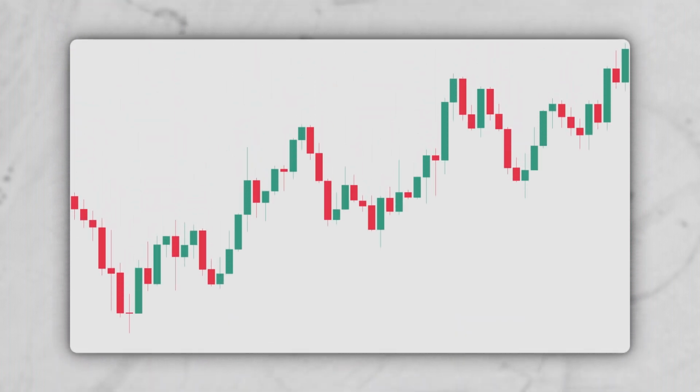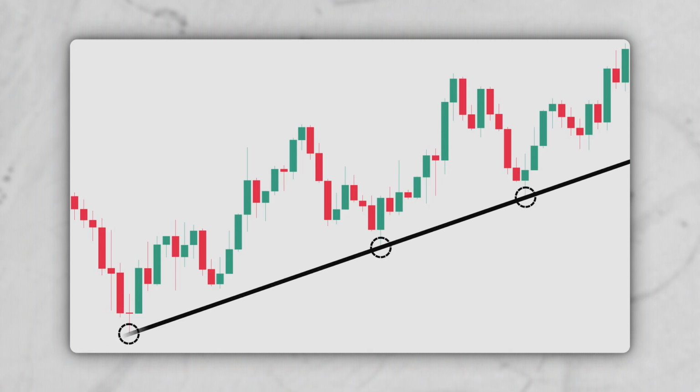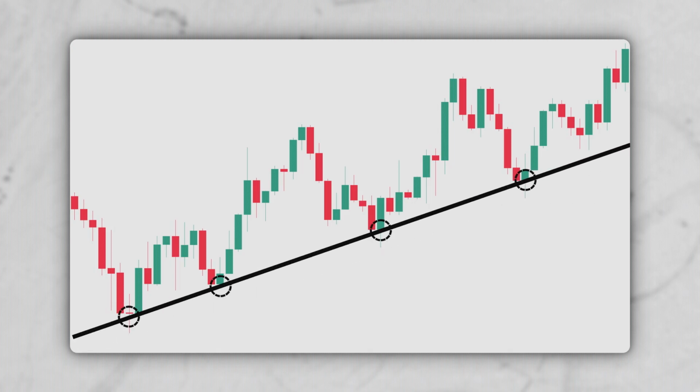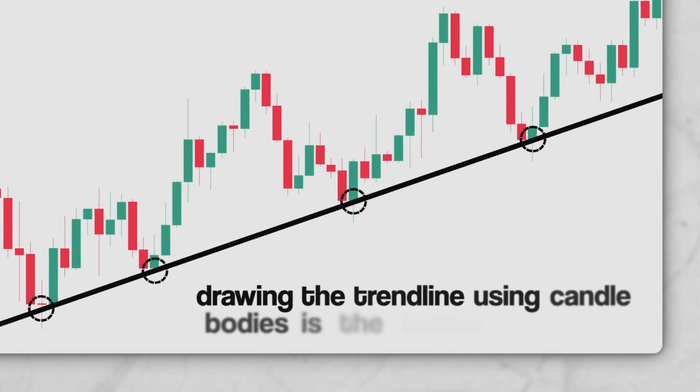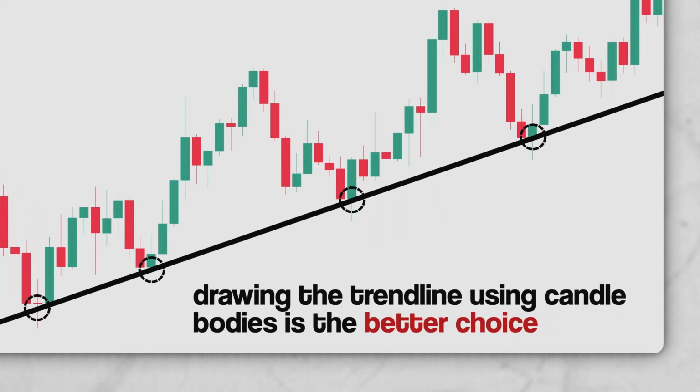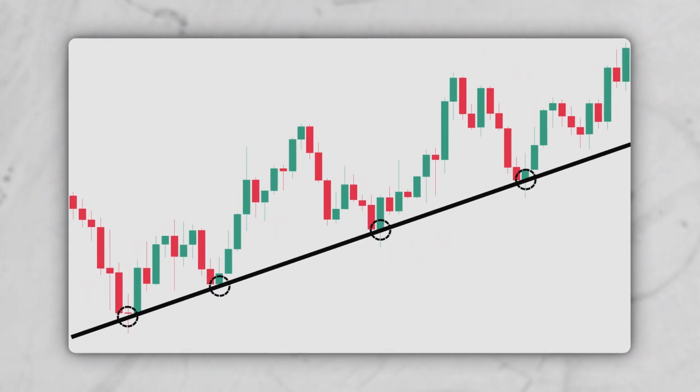On this chart, the situation is reversed. Using wicks gives us only 3 touch points, while using candle bodies gives us 4. So here, drawing the trend line using candle bodies is the better choice. The key idea is this.